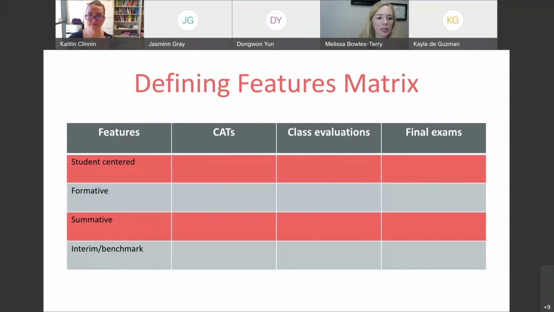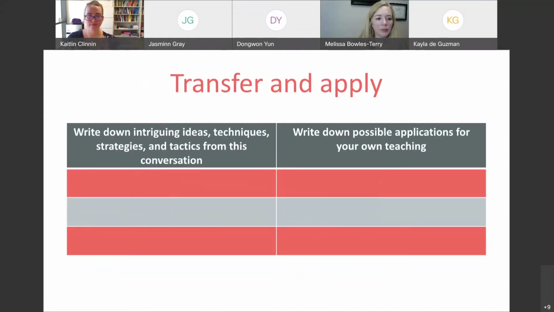All right, and the next one, I'm going to have you take 3 minutes and do this one. I really like to do a transfer and apply at the end of a class session because it has students do what we really want them to do, which is take whatever ideas they've been exploring or hearing about, reading about, and then think about how that's going to impact their final assignment, or how that's going to impact what they're working on next.